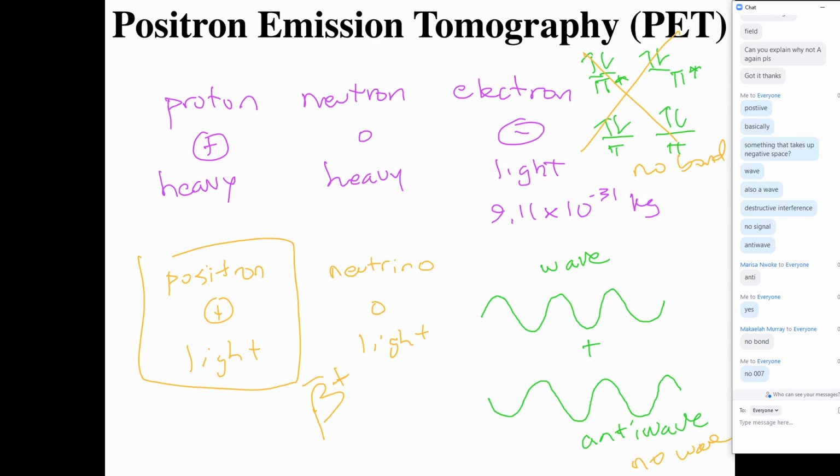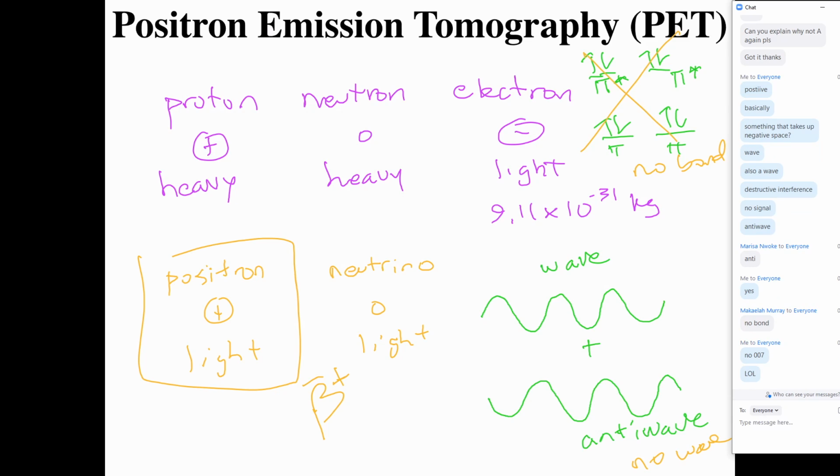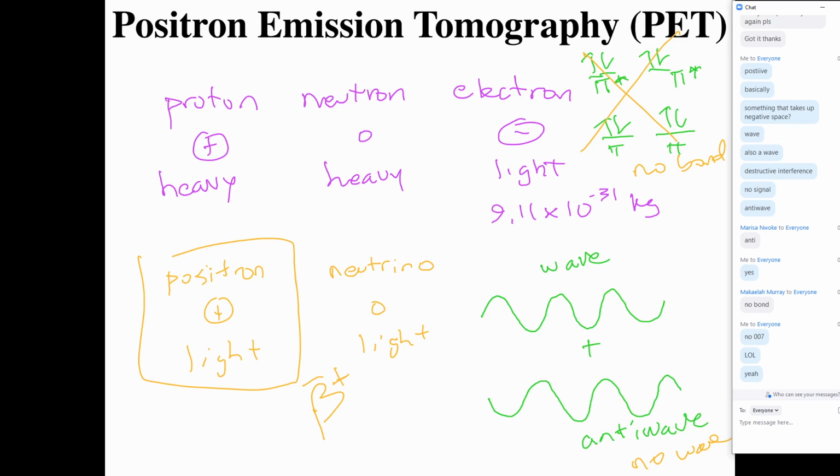No wave. So no 007, exactly. Bond, covalent bond. Okay, so for this one, is it simply that an anti-wave cancels a wave, anti-bonding cancels bonding? So this is known as antimatter. Specifically, the positron is known as an anti-electron. So explain that to me using this concept here and here.